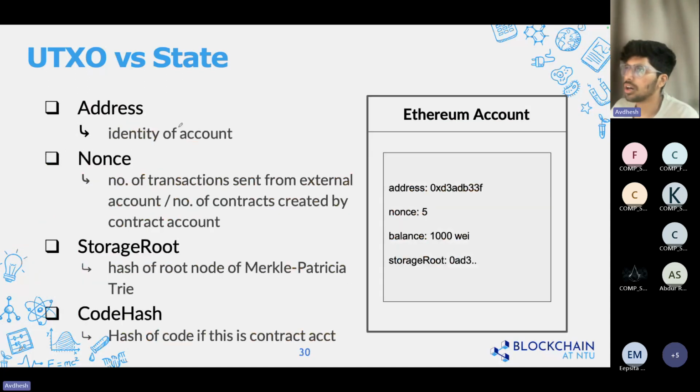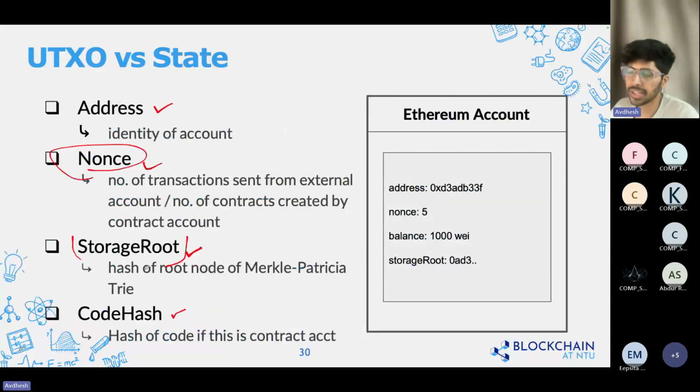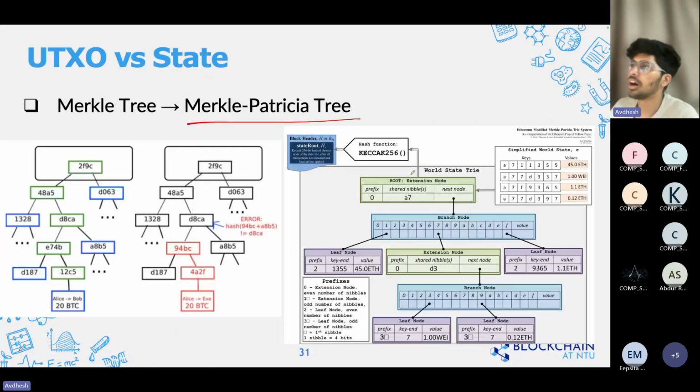So the state system will contain the address, the nonce, the storage root, and the code hash as well. The storage root is the same as a Merkle tree, but the nonce is something different here, which I don't think I'll have the time to discuss. The storage root is derived from a Merkle tree, but this is a different Merkle tree, called a Merkle Patricia tree, which is very complicated. I actually still don't understand this, so I can't explain it.